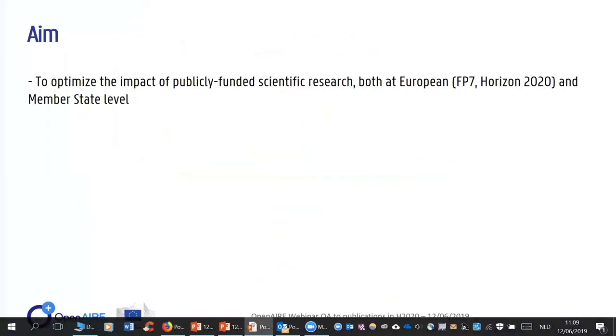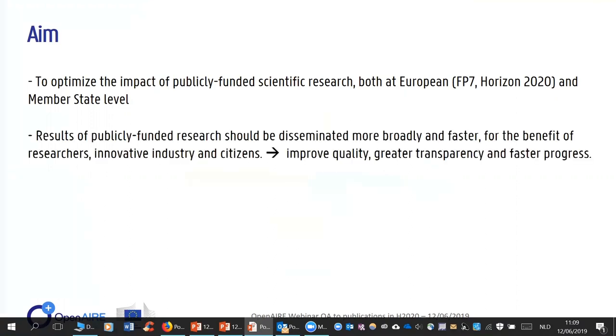And the European Commission tries to make the publications of their funded projects openly available to optimize the impact of publicly funded scientific research. The idea is that publicly funded research should be available for everybody, and that it should be available fast and very broadly, so that there is greater transparency and faster progress in science.